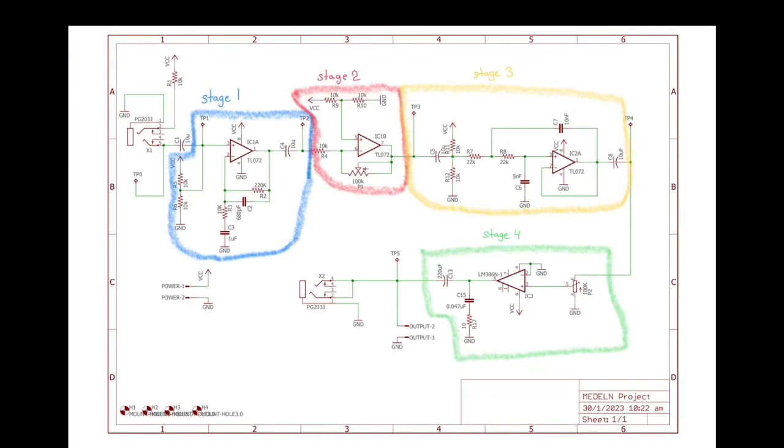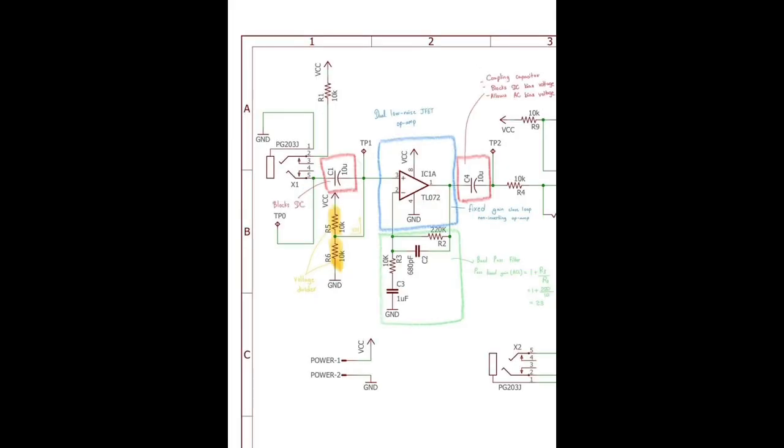So the system has four main stages. Stage 1 is a preamplifier which boosts the raw signal. Stage 2, which is a high-pass filter, removes body motion noise. Stage 3, a low-pass filter, eliminates high-frequency interference. And Stage 4, the audio amplifier, drives the speaker. I will now go more in depth into the different stages.